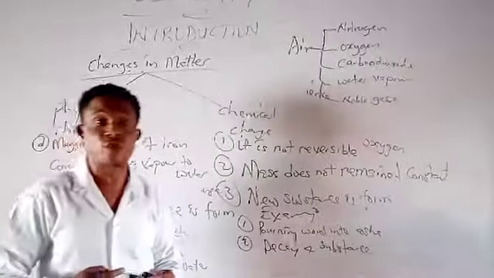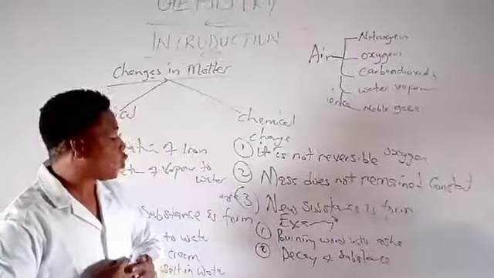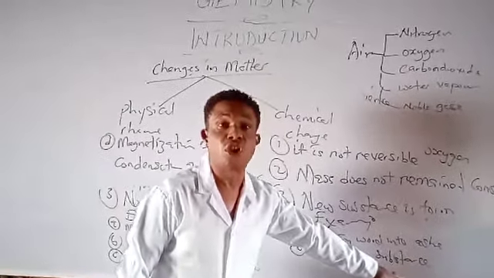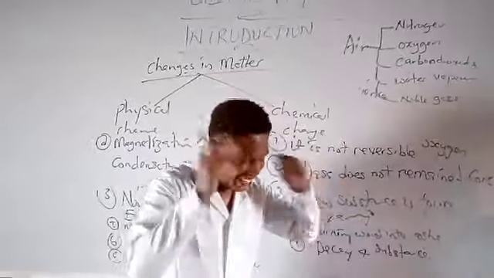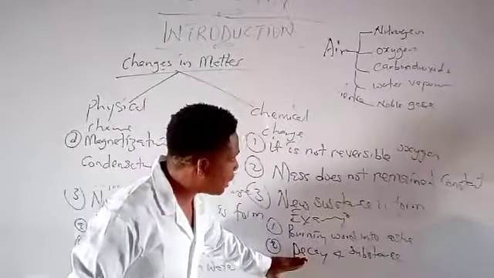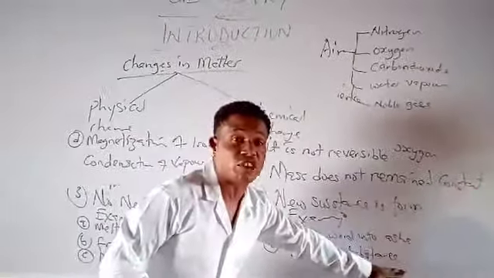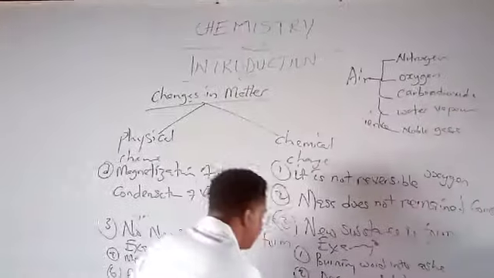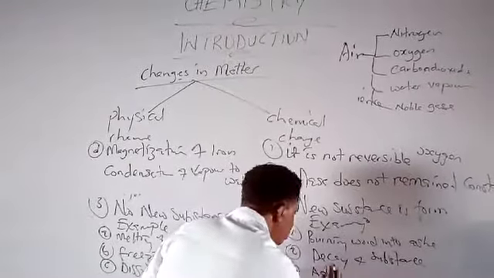When a substance undergoes decay, that process is not reversible, chemistry wise. When a substance undergoes decay, that process is not reversible.